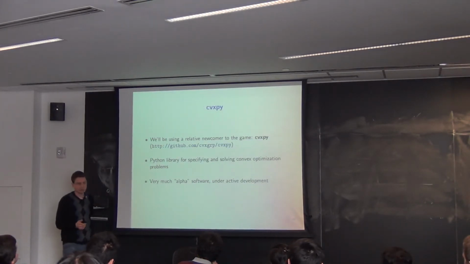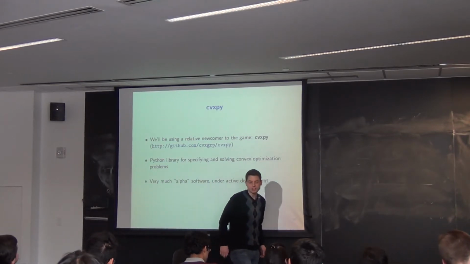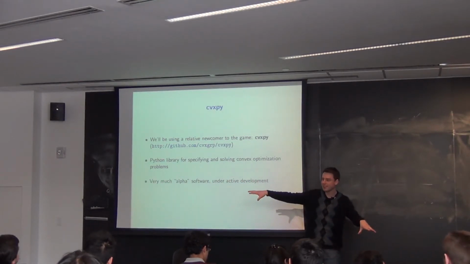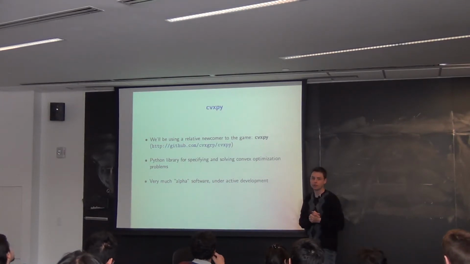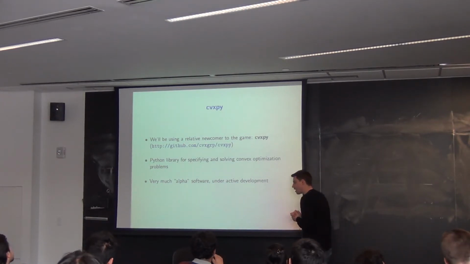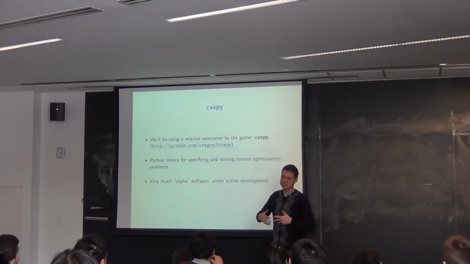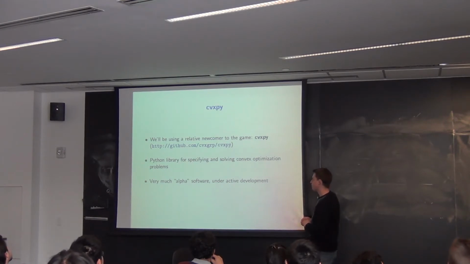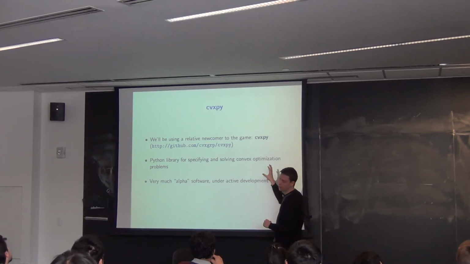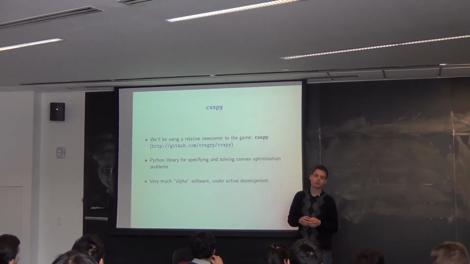The one we're going to use is a relative newcomer to the group. It's called CVX Pi. It's by the same group that does CVX, or at least has the same original offshoots as the group that does CVX. This is Stephen Boyd's group at Stanford University. He was one of the 2 authors on the book on convex optimization, so you may come across his name other times. This is a Python library for specifying and solving convex problems.